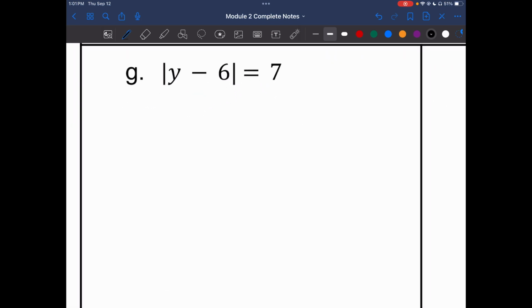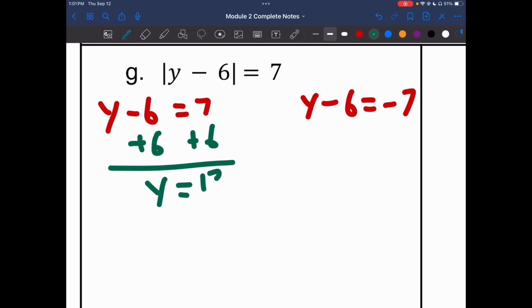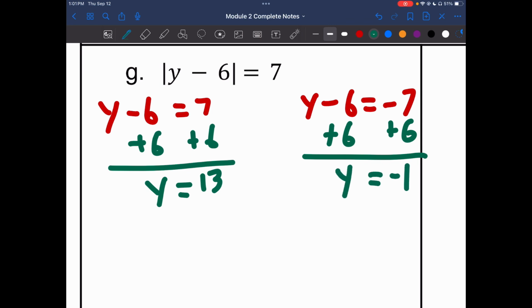The first problem, our absolute value is already isolated, so we can just split this apart right away. Y minus 6 equals 7. Y minus 6 equals -7. Our first step is to add 6 to both sides, opposite operations. Y is going to be equal to 13. If we add 6 to the right, we get y is equal to -1.